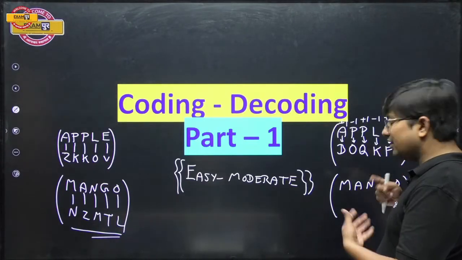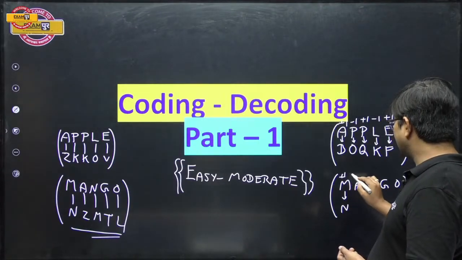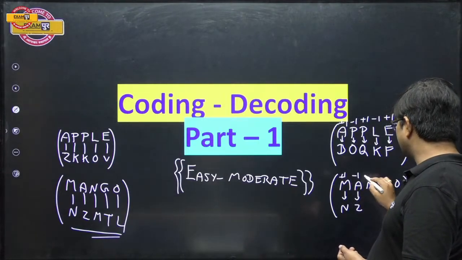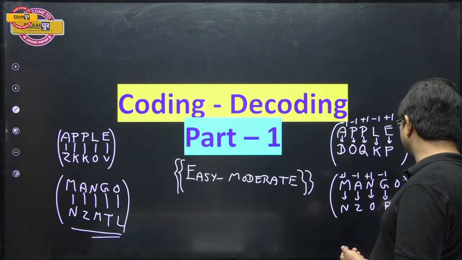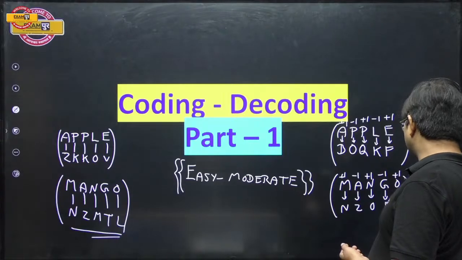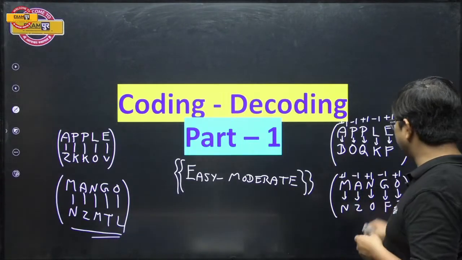So now again the things will be changing. M plus 1 is N. A minus 1 is Z. N plus 1 is O. G minus 1 is F. O plus 1 is P. So now the answer will be somewhat like this. Plus 1, minus 1, plus 1, minus 1 and plus 1.